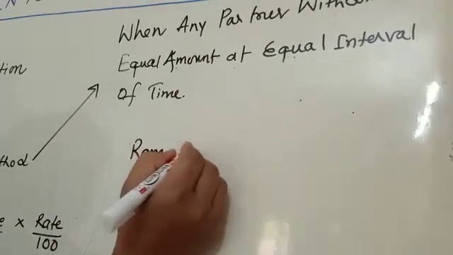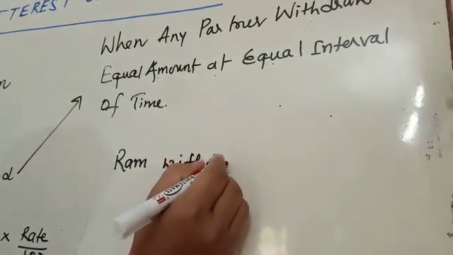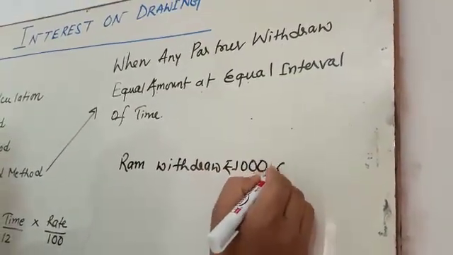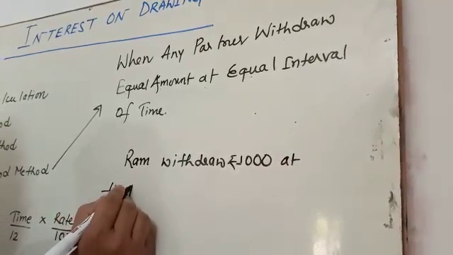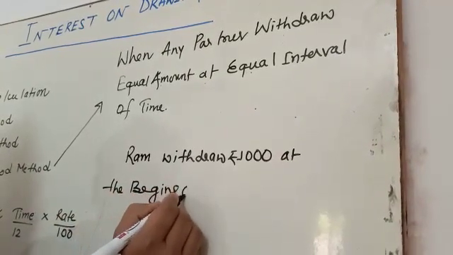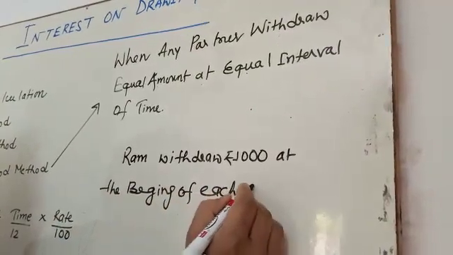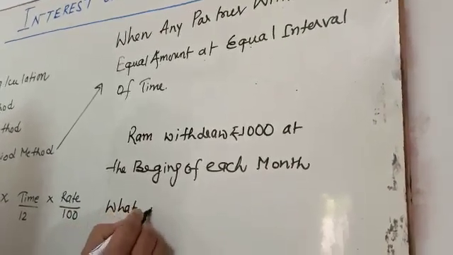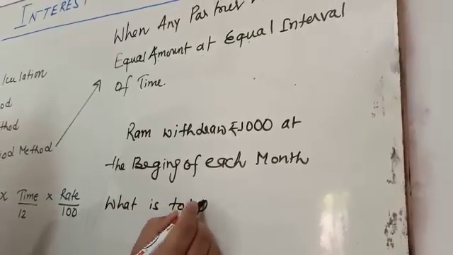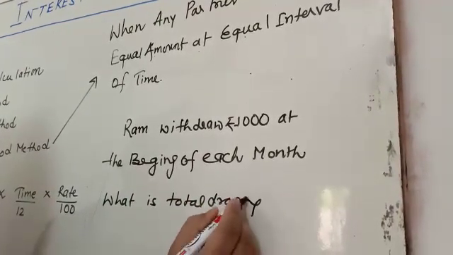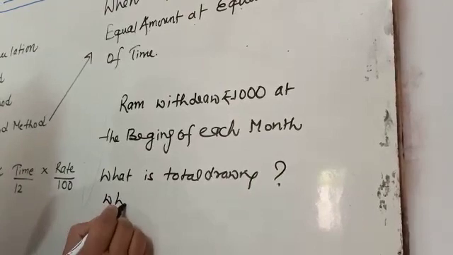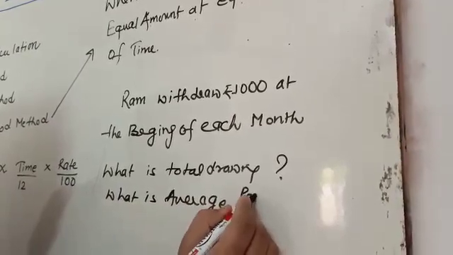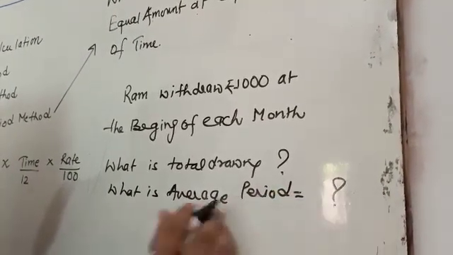Ram withdraws, okay, 1000 rupees at the beginning of each month. Okay, what is total drawing? What is average period? Today we are going to find out.